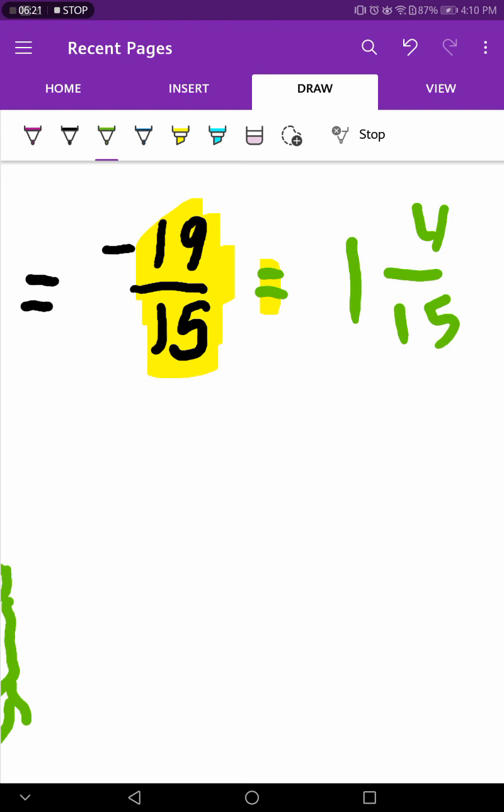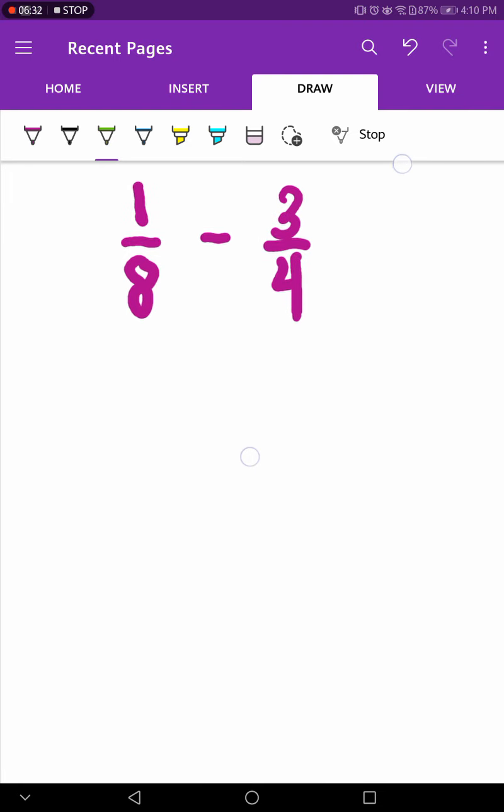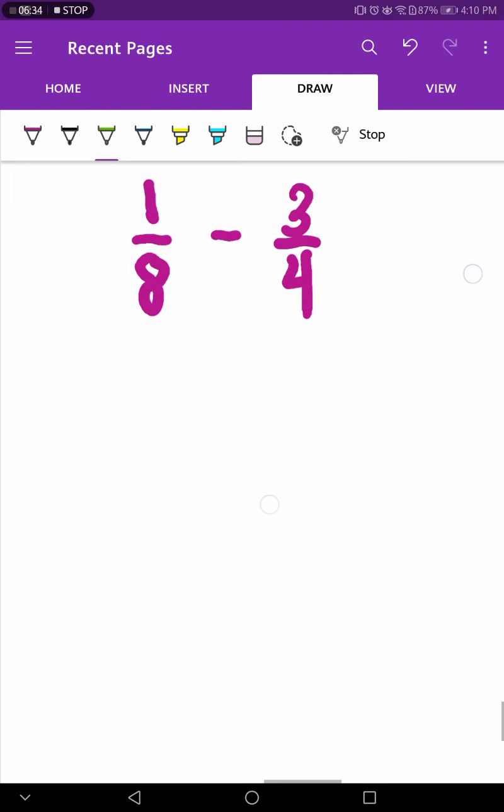You can do this step or not, it depends. So we add the negative. Don't miss the negative here. Okay. Now let us move to the next question. Can you read it? 1 over 8 minus 3 over 4.